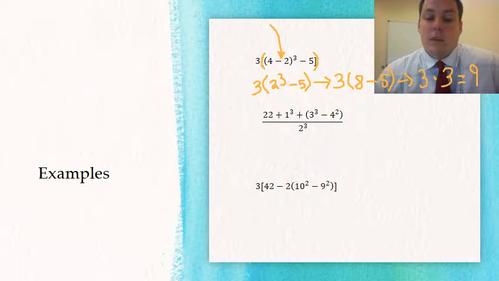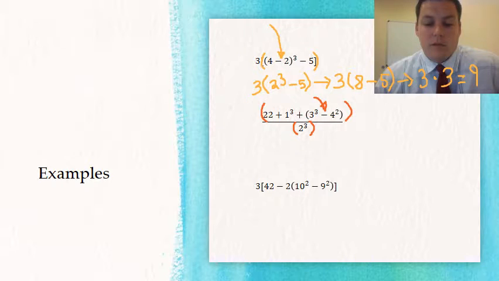All right, this problem here, I'm looking at the parentheses first. I see that I have exponents, so I'm going to do the exponents first. And remember, when we have a fraction, we're always thinking parentheses around the numerator, parentheses around the denominator. So I'm working inside of this set of parentheses first.